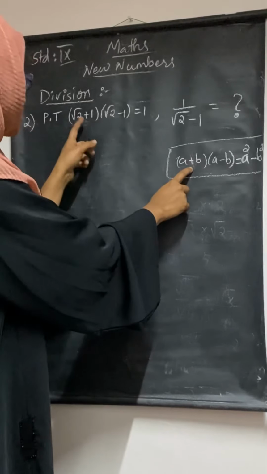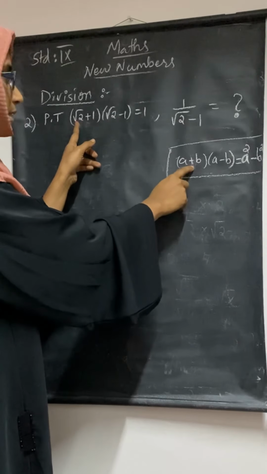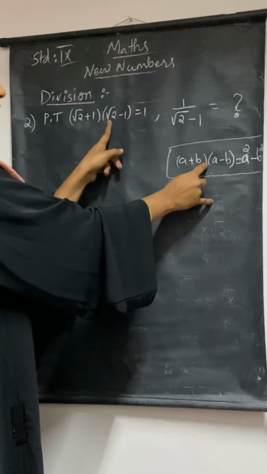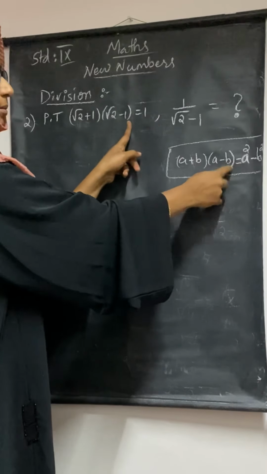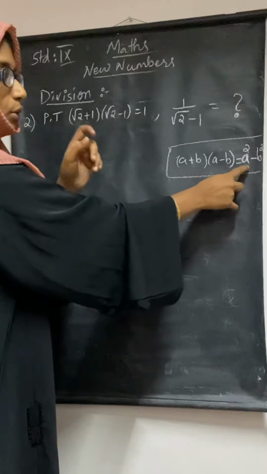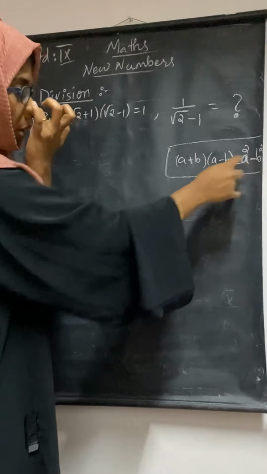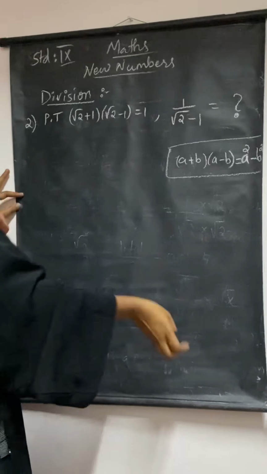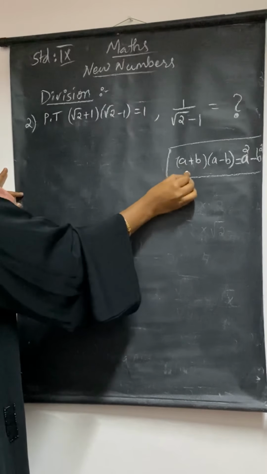So what is this here? You can see a plus b, into a minus b, where the numbers given are the same numbers, is equal to a square minus b square. So this form we are going to write here, so that at last you will get the answer as 1. So this you have to write at the side.